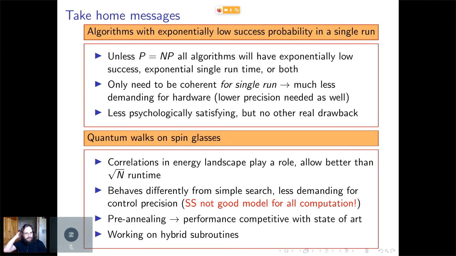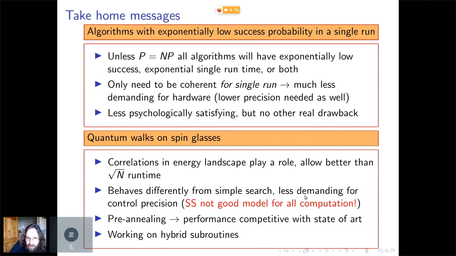Back to the very beginning, spin glass part of the talk. One important thing is that these correlations in these energy landscapes are playing an important role. And what's really important there is that this works better than simple search. What I mean by simple search is unstructured search, a case where you only know if your solution is right or wrong. You don't know how close it is. You don't know how good a bit string is at solving your problem, other than that it's either completely right or completely wrong.